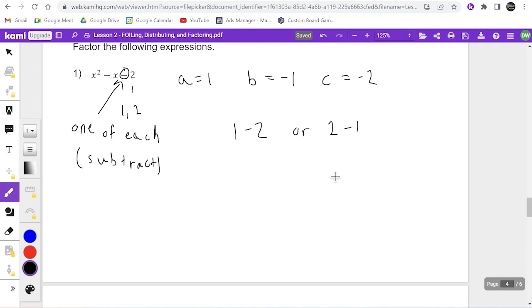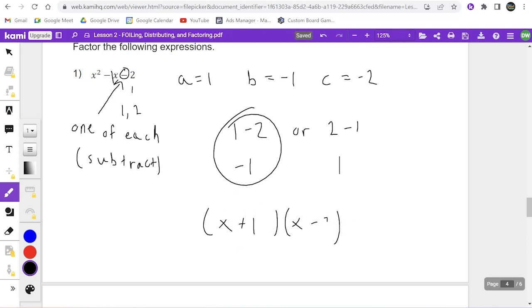And the way I know which one's right is I need to say, well, what do we have in the middle? What's my b? I would say negative 1x. So negative 1 is what I need. 1 minus 2 is negative 1. 2 minus 1 is positive 1. I want 1 minus 2 because that gets me negative 1. And so the answer is, first what I like to do is set up my x's like this, and then I just fill in the blanks. Like the first blank is plus 1, the second one is minus 2.